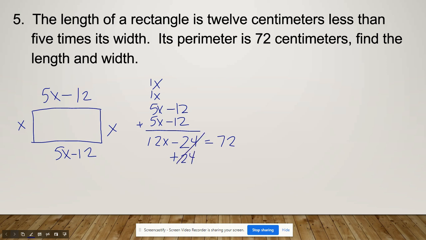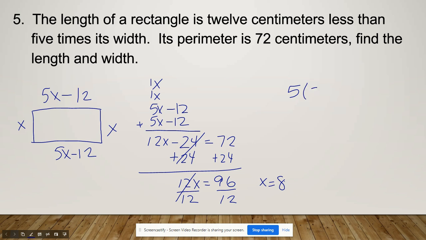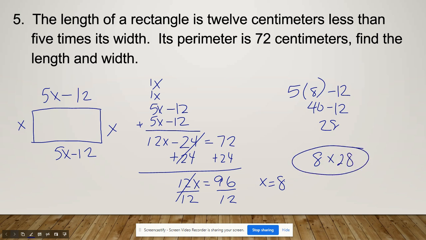Add the 24, and 12x equals 96. Divide by 12, and x equals 8. So now in this case, x is the width. So the width is 8, and I just have to plug it into the length. 5 times 8 minus 12 is 40 minus 12, which is 28, which makes the dimensions of my rectangle 8 by 28. Done. All right, we have one more example to go.